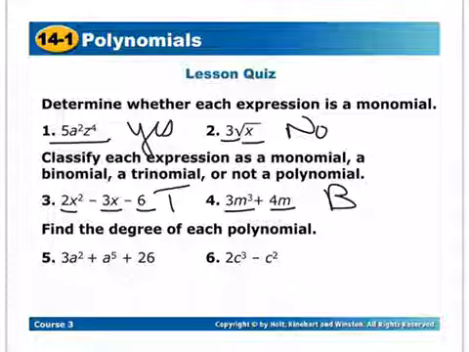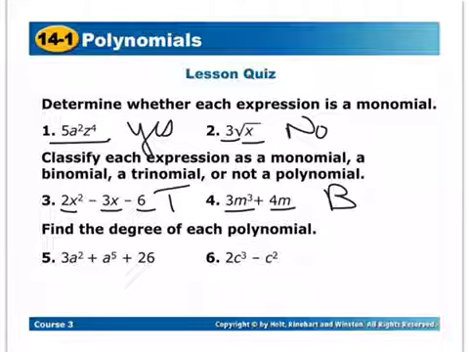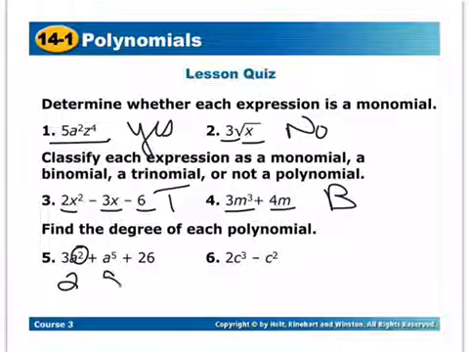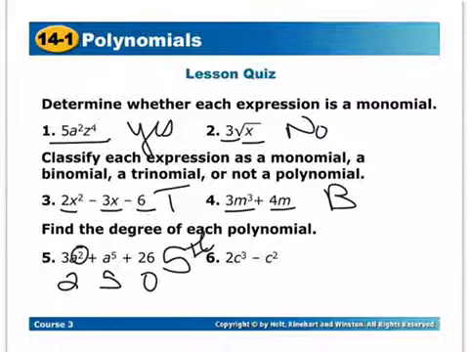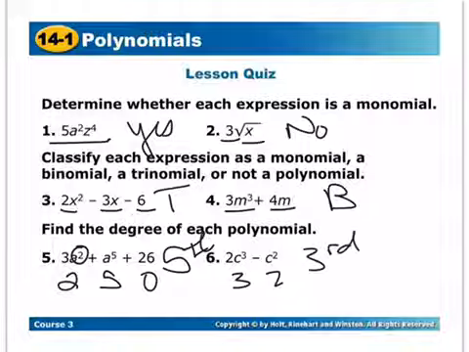Now for the last two, we're trying to find the degree of the polynomial. Remember, it's the sum of the exponents on the variable. So this one's got a 2, so this is to the second degree. A to the 5th is just the 5th degree, and 26 is to the 0th. So this one is total 5th degree because it's always the highest one. On this one we've got 2c to the 3rd, so this one's to the 3rd degree. c to the 2nd is to the 2nd degree, so it's overall 3rd degree.